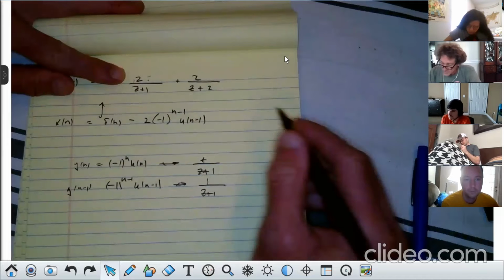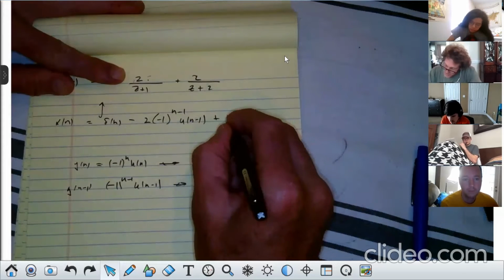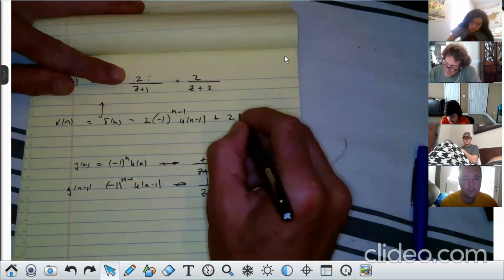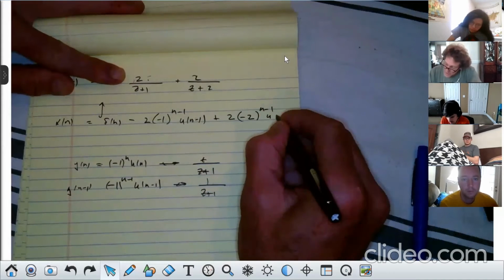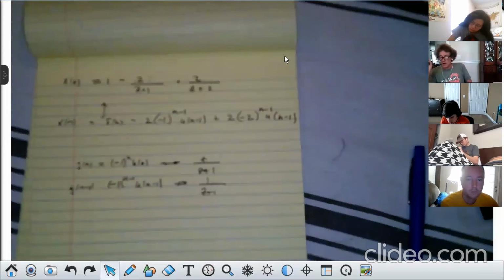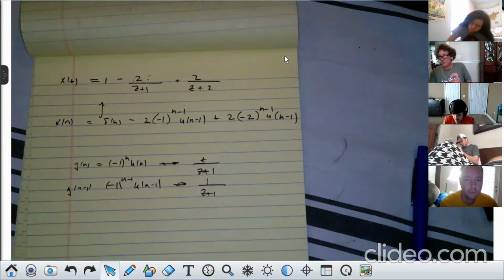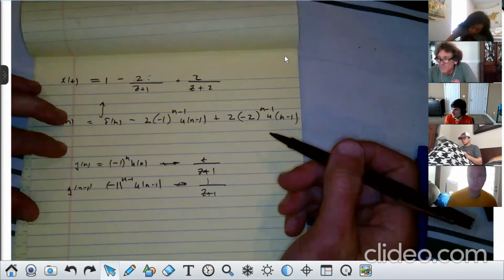Now what about the next one? This is feeling pretty good. You're going to get plus what? Negative 2 times 2 to the n minus 1, times u of n minus 1. Very good. And that's important. Now you see that there's a little more complexity in that method's solution than the original one. But if you look in the book, I believe in the solutions, this is what he has. Can anybody check that for me? It is. Now this is more complicated in my opinion. It's easier to do it by dividing by z.